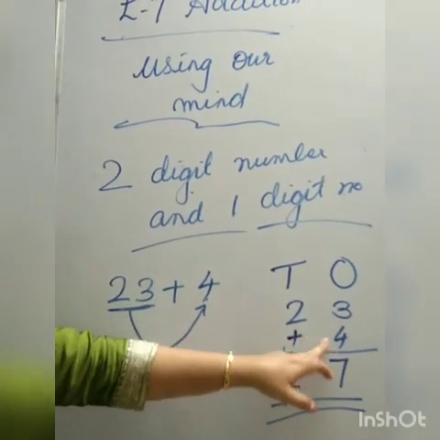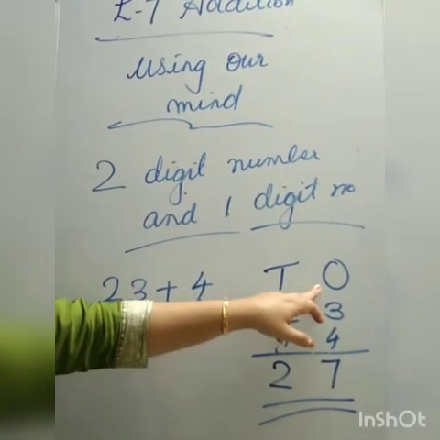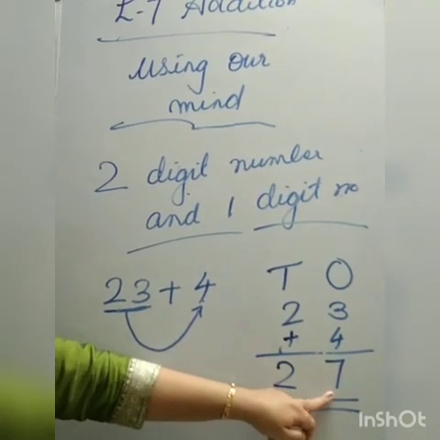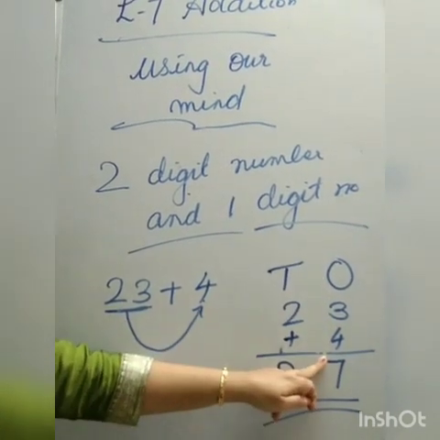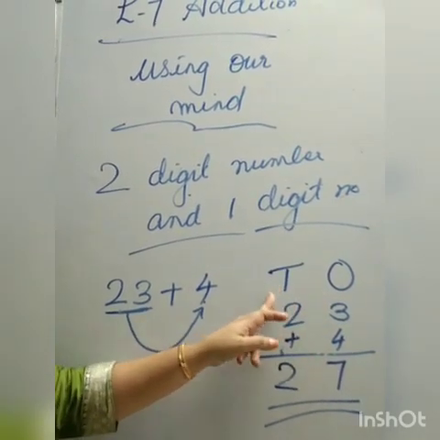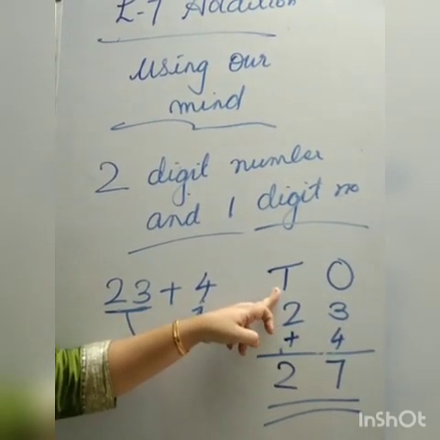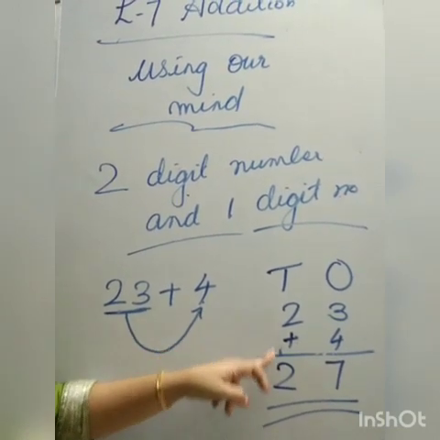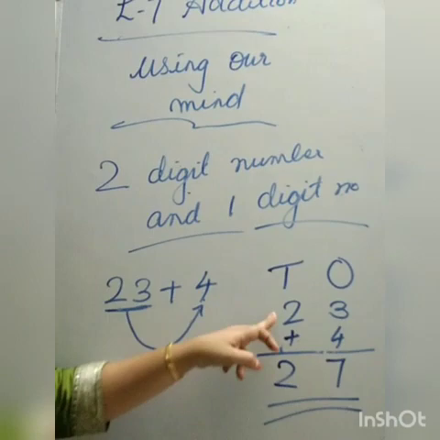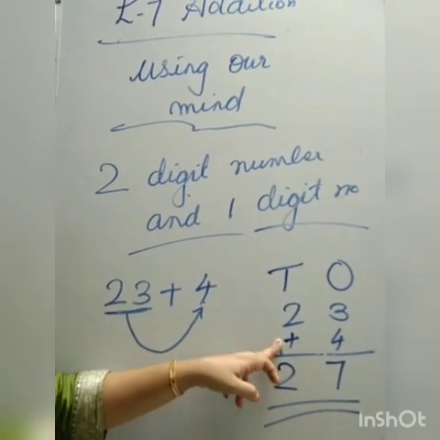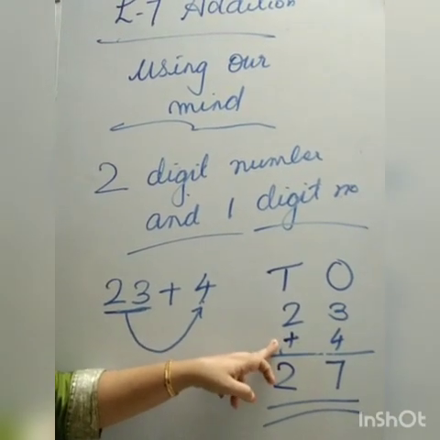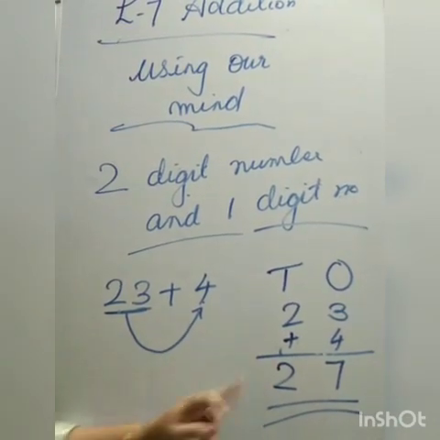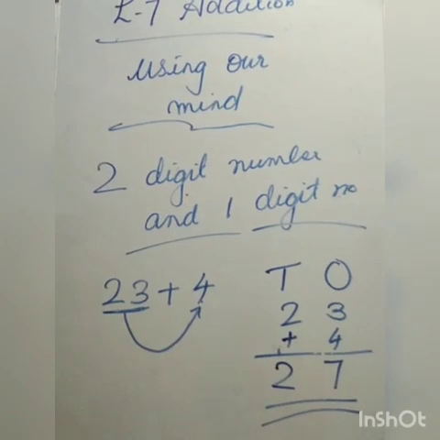First, we add the ones place. 3 plus 4 is equal to 7. Ones place added. Now check the tens place. In the tens place, only one number is given, so we write it as it is. 2 plus nothing means 0. 2 plus 0 is equal to 2. The answer is 27.